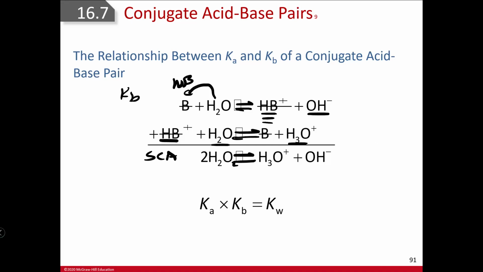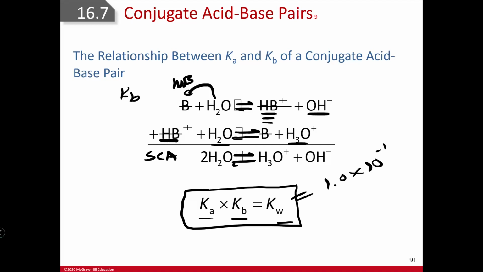So here's what we know. This is really important. You need to memorize this. This is another tool you're going to be using. When you multiply Ka times Kb, you get Kw. And you know Kw has to equal 1.0 times 10 to the negative 14th at 25 degrees Celsius. So know that equation. You are going to be using this equation to convert Kas to Kbs through Kw.